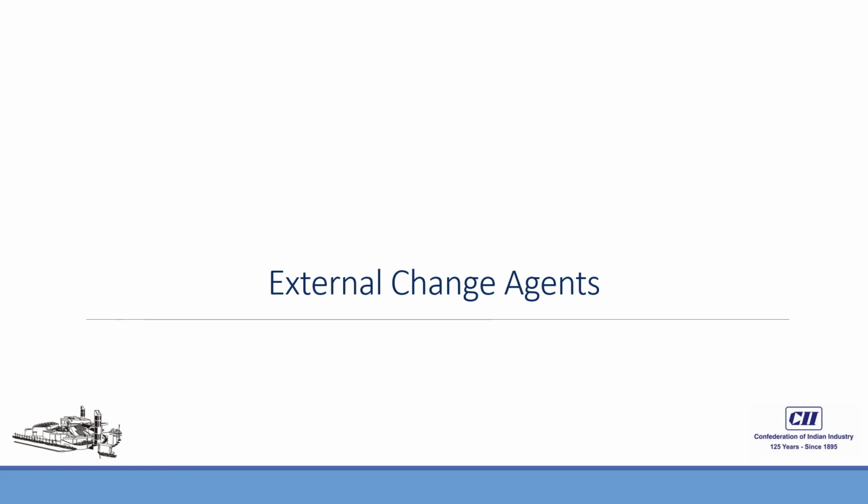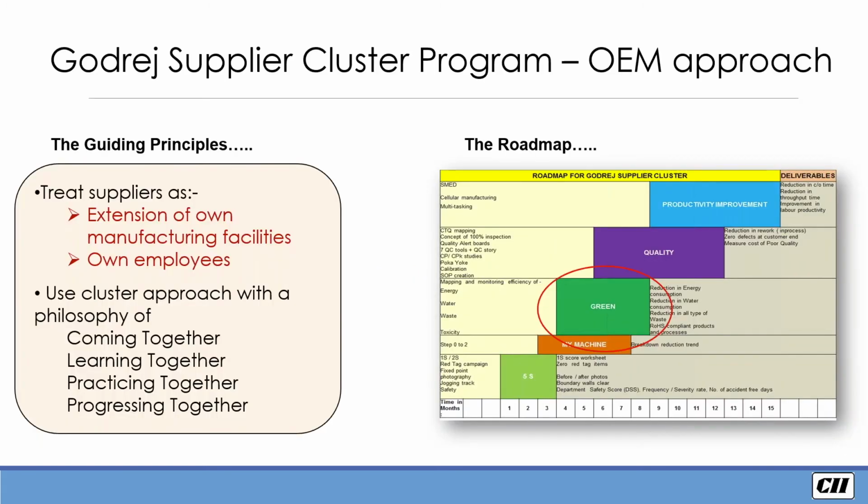Next slide. The first one is on the OEMs. I think the original equipment manufacturers are the biggest change agents. This is a case study from the Godrej Supplier Cluster Program, where Godrej works very extensively with their own supplier network to bring out five development programs on 5S, My Machine, quality and productivity improvement.